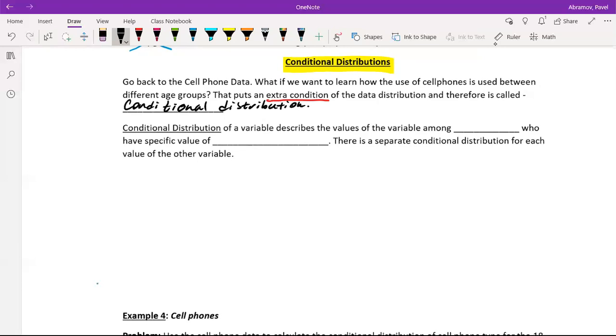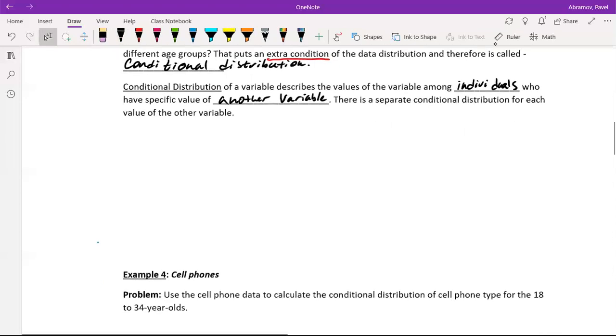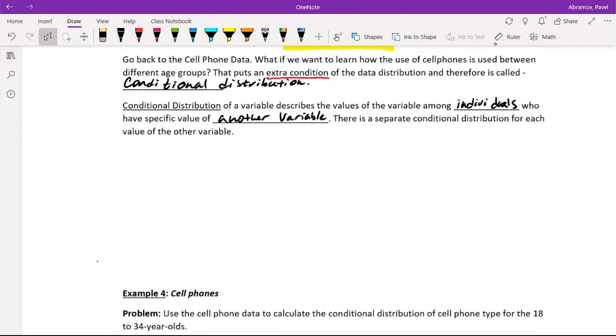So a conditional distribution, a quick definition: a conditional distribution of a variable describes the values of the variable among individuals who have a specific value of another variable. There is a separate conditional distribution for each value of the other variable. Okay, so that's what a conditional distribution is.